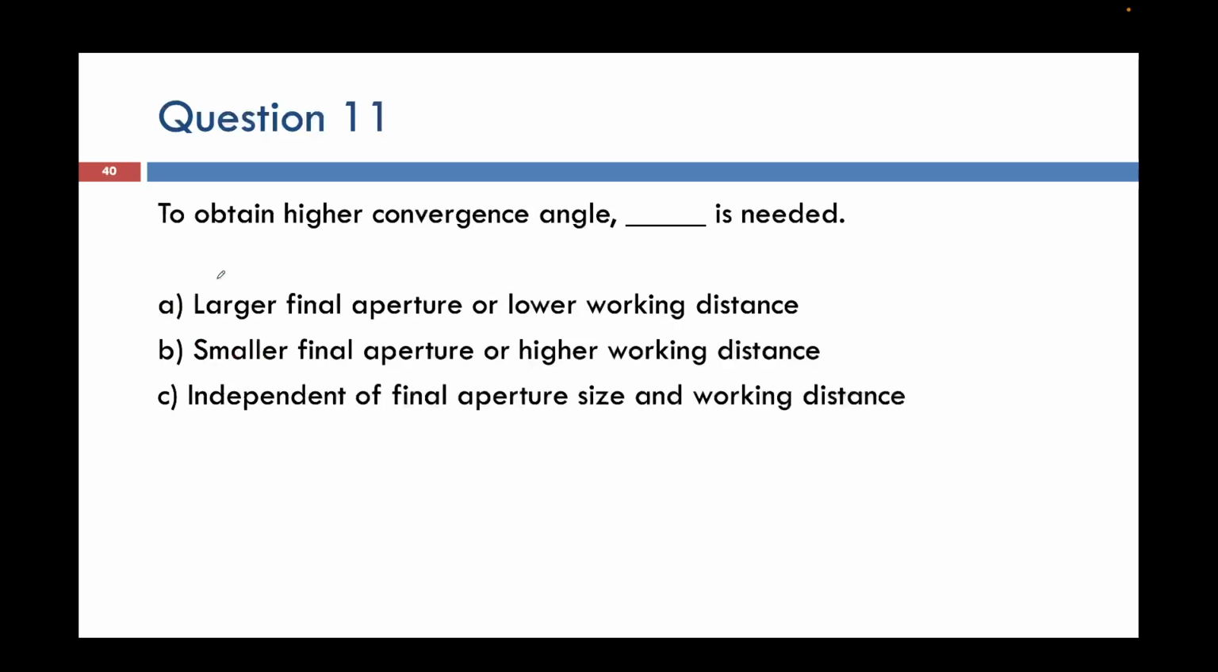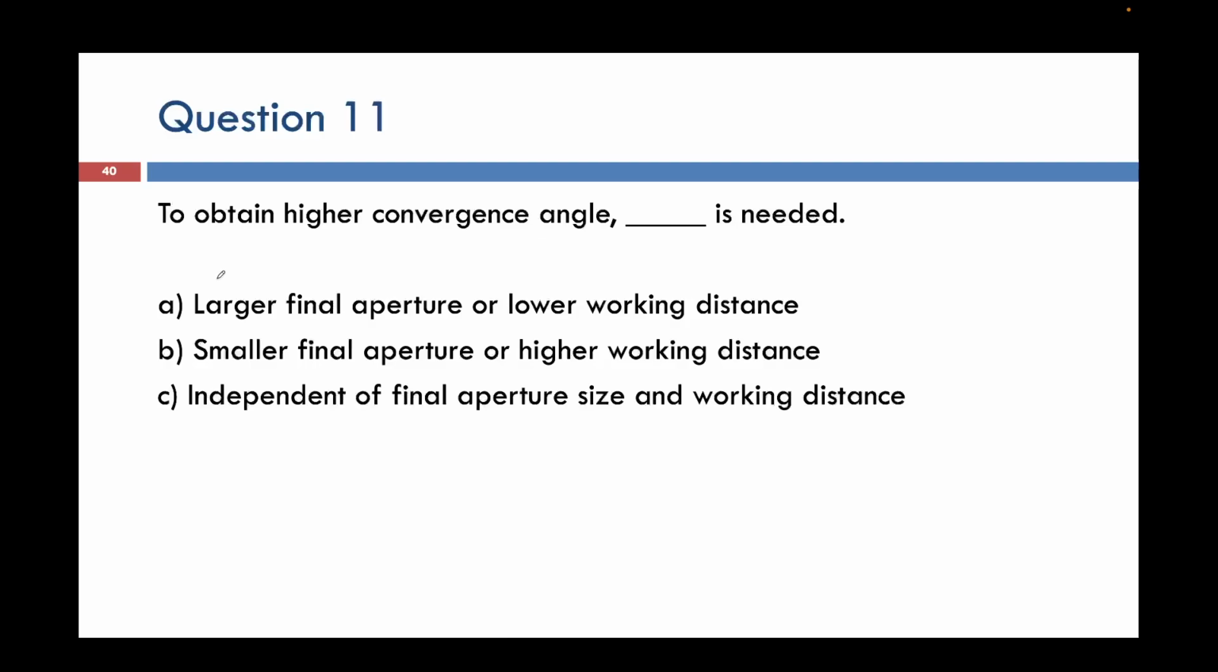What is the time now? 8:05. We'll go through 5 more conceptual questions quickly. To obtain a higher convergence angle, what is needed? Larger final aperture or lower working distance, smaller final aperture or higher working distance, or independent of aperture size and working distance? In the ACM examination, most of the conceptual questions will come in this way, like convergence angle and probe size. You should always be able to draw the diagram, and then you will be able to get the correct answer.